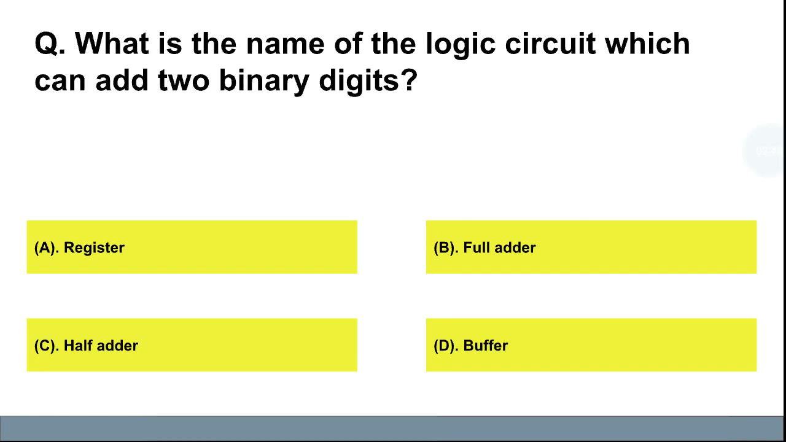Next question: what is the name of the logic circuit which can add two binary digits? Option A, register, option B, full adder, option C, half adder, and option D, buffer. And the correct answer is option C, that is half adder.